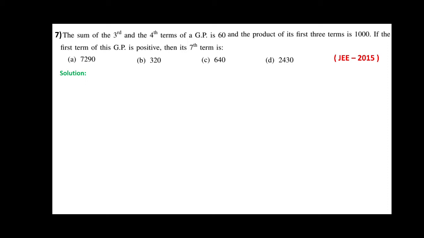Let us consider the solution, student. So sum of the third and fourth terms of the GP means A into R square plus A into R cube is equal to 60, and the product of its first three terms is 1000. Therefore A into AR into AR square is equal to 1000. So now here we can consider the first one as the first equation and the second one as the second equation. By simplifying the second equation, here we have A into R whole cube is equal to 10 cube, means 1000 can be written as 10 cube, therefore AR is equal to 10.